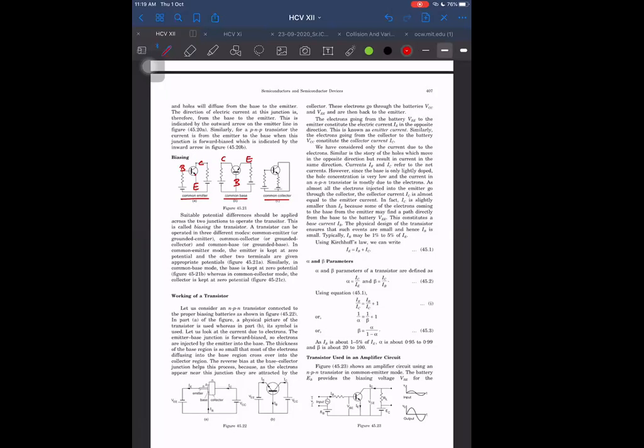Not that, sorry, this is not correct. Common collector. What is the meaning of common collector? Common collector means the output will be through the common collector. Notice one thing here. When they say it is common emitter, then on the emitter side they are not connecting any resistance. When they say common base, then on the base side they are not connecting any resistance. When they say common collector, then on the collector side they are not connecting any resistance.